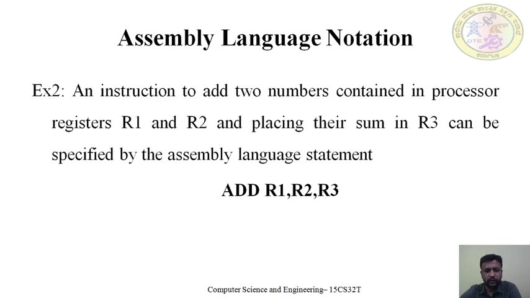Let's take another example. The two numbers stored in R1 and R2 need to be added and their sum placed in R3. This can be specified by the assembly language statement ADD R1, R2, R3. In this case ADD is the opcode that performs addition of R1 and R2 and stores that sum into register R3.